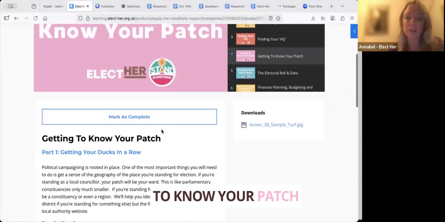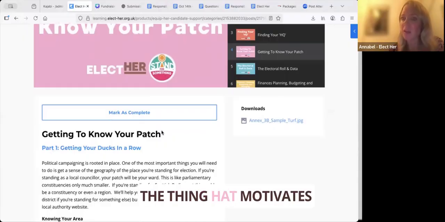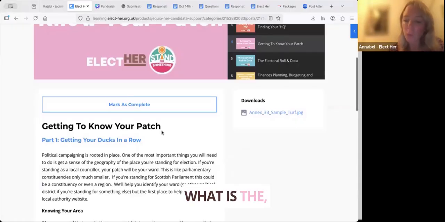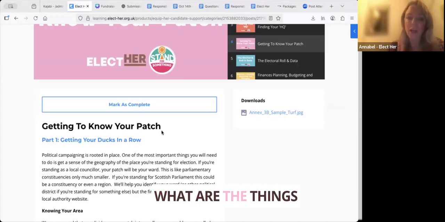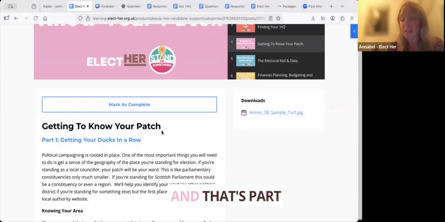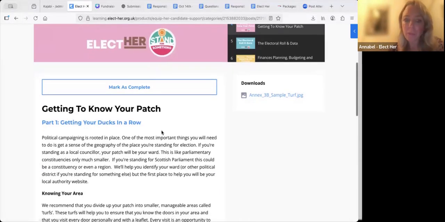Part of getting to know your patch is also, what is the thing that motivates your area? What are the things that make your area tick? What's the issue with the potholes? What's the particular thing that's going on in your local park? What are the things that really make it what it is? That's part of why you're doing what you're doing, because you love it. And what are the things that are going to make it better?